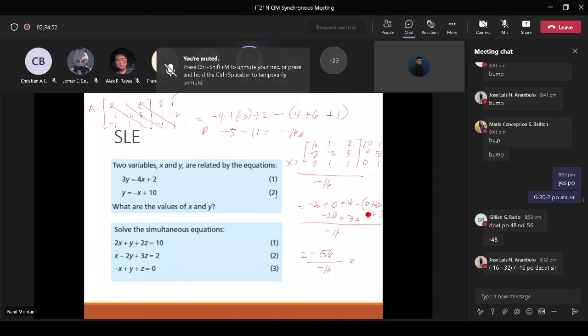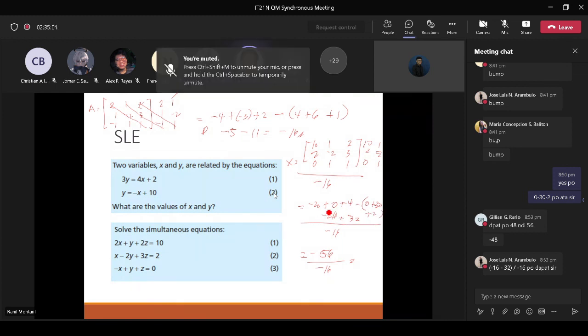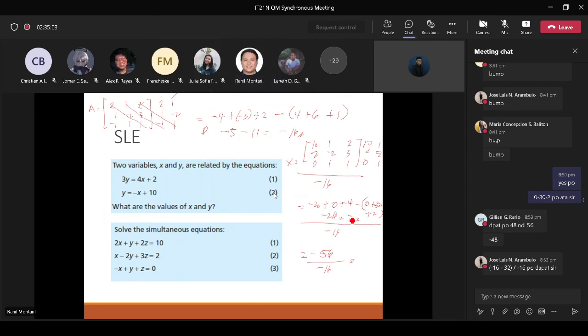Wait, let me check. So this one will give me 24. This is correct, negative 24. Negative 16 should be the divisor. I told you, I have a problem with addition and subtraction. I'm not good at that. Okay, I used the calculator. So 16 is right. This will give us negative 48. Divided by 16, this is already 3. Very good. So we have got 3.